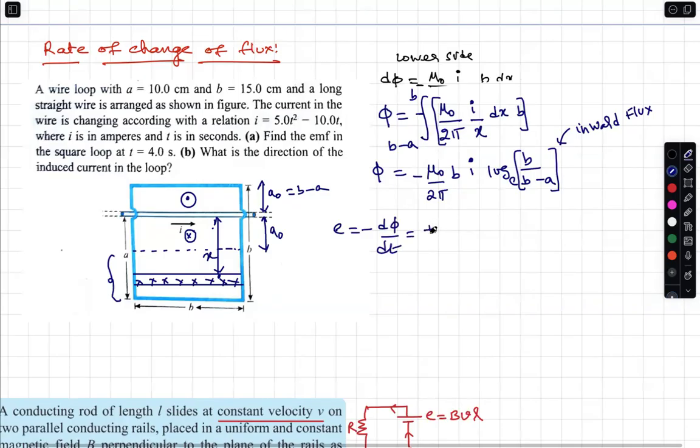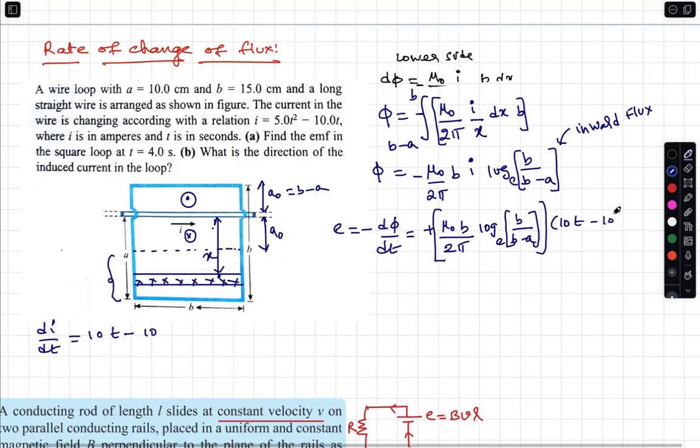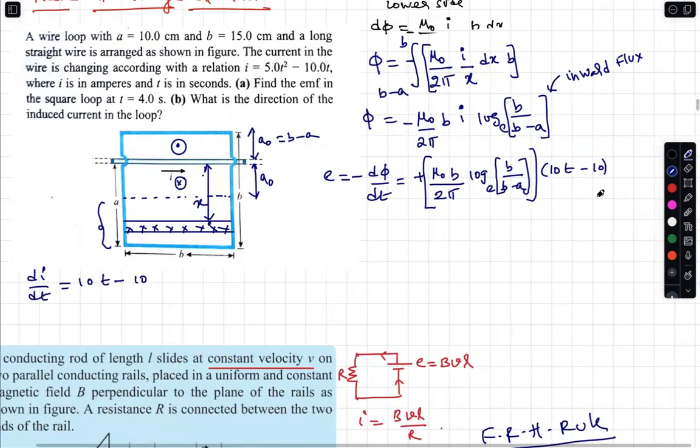Are in this plus mu naught b by 2 pi log e b by b minus a. All this is a constant, not related to time. So when I do di by dt from the given data here, I'll get 10t minus 10. Remember, this entire thing can be treated as a constant.